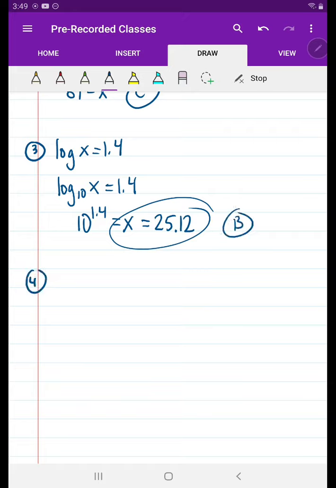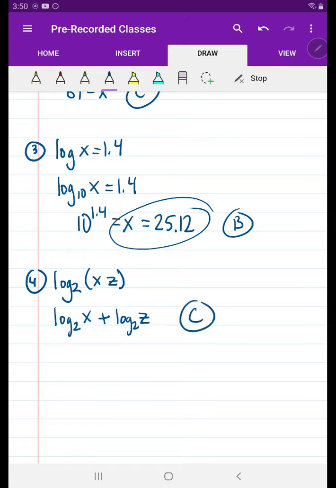For number 4, we have a logarithm that we have to rewrite in expanded form. We have log base 2 of xz. So when you have multiplication in your argument, you can expand that with addition. So this is going to become log base 2 of x all by itself plus log base 2 of z all by itself. And that'll be answer choice C.